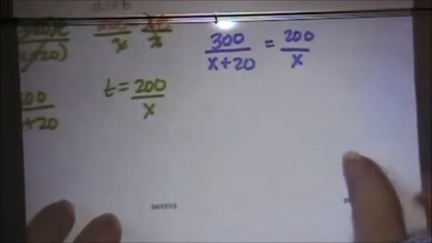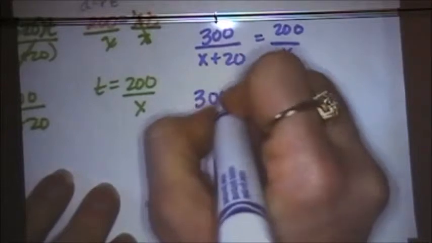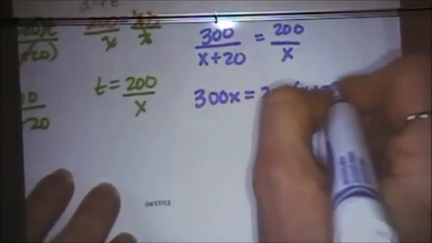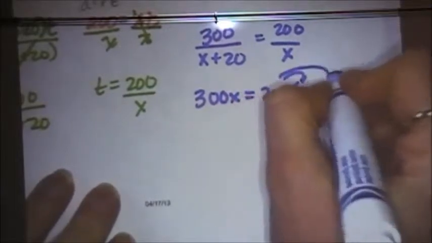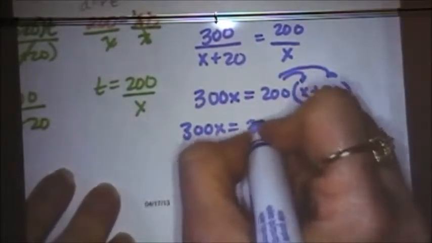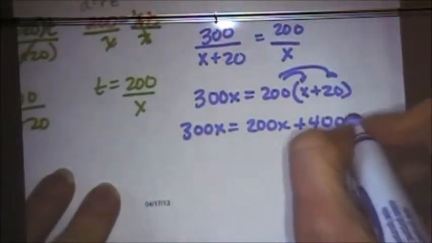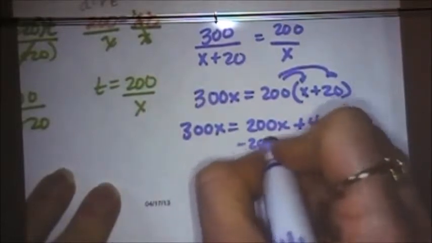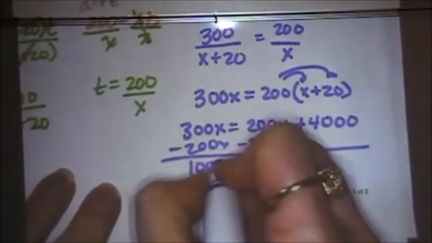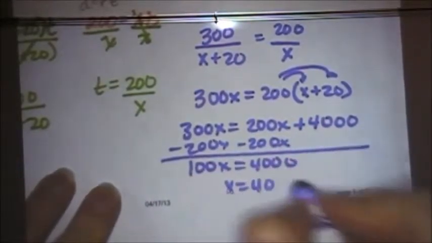And on this one, I can just cross multiply. Just make sure when you do that you remember to distribute. So I get 300x equals, I'll write out that step so we don't forget to distribute this right here. So I get 300x equals 200x plus 4,000. And subtract the 200x from each side. So I get 100x equals 4,000, which means x equals 40.